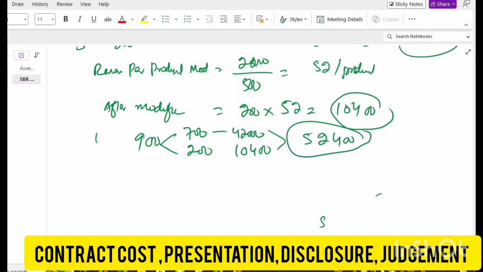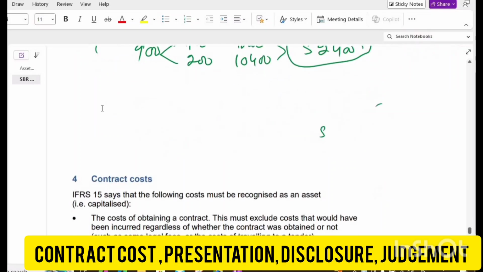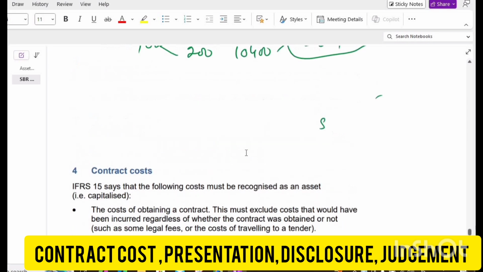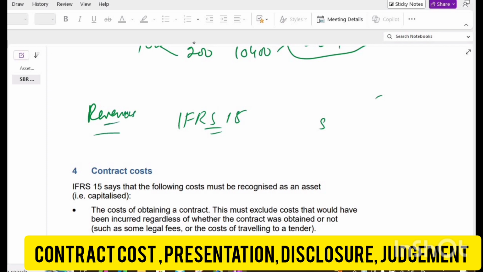Okay, guys, we have already started IFRS 15. IFRS 15 is relevant to that of the revenue. Revenue is IFRS 15 regarding revenue.